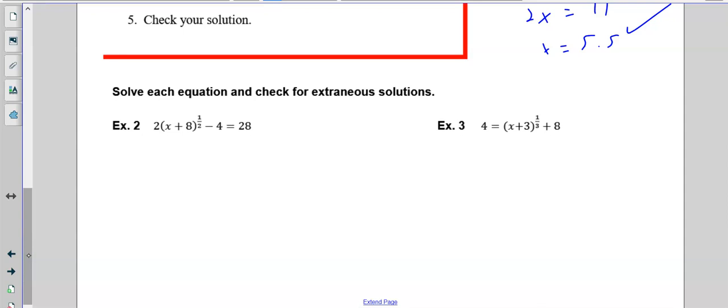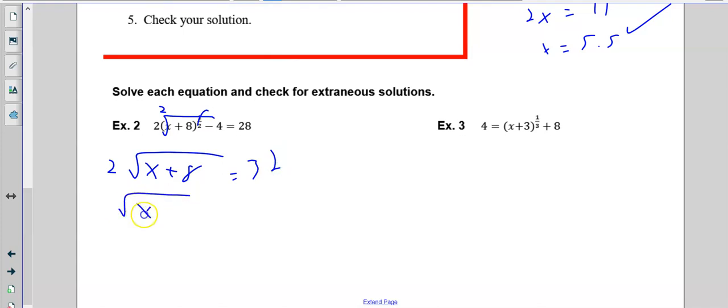Okay? Again, we're going to do the same thing. In fact, you could even just do this right there if you wanted to. It's a square root. It's the same thing. It means square root. So I need to get rid of the 4 first by adding 4, which will give me 32. Then I'm going to divide by 2. And now, since this is a square root, I just square this.